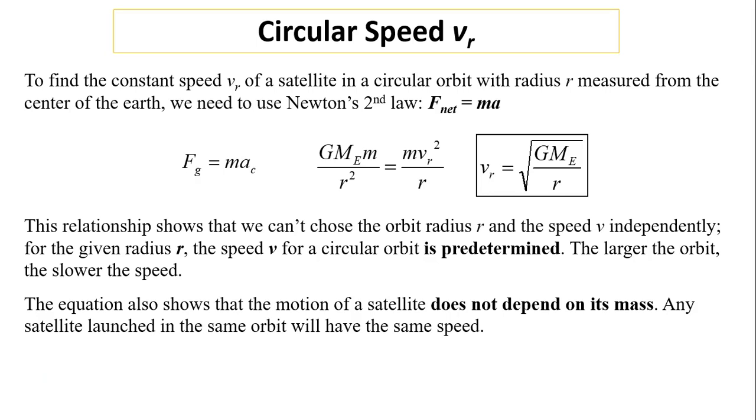This relationship shows that we cannot choose the orbit r and the speed v independently. For a given r, the speed is predetermined. The larger the orbit, the slower the speed. This equation also shows that the motion of a satellite does not depend on its mass. So any satellite launched in the same orbit will have the same speed. Regardless, you can have a massive one like 400 kilograms or 1 kilogram, they all have the same speed.